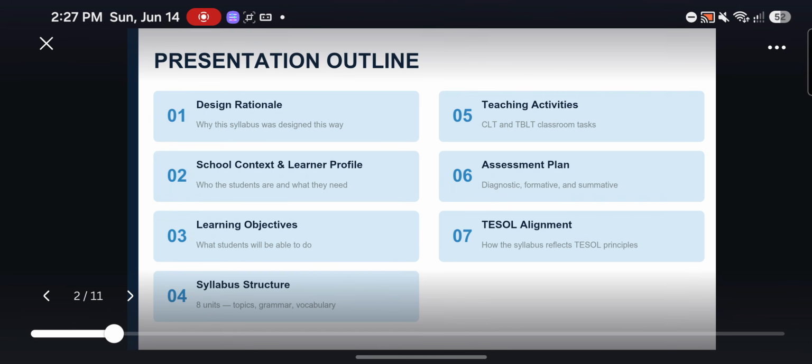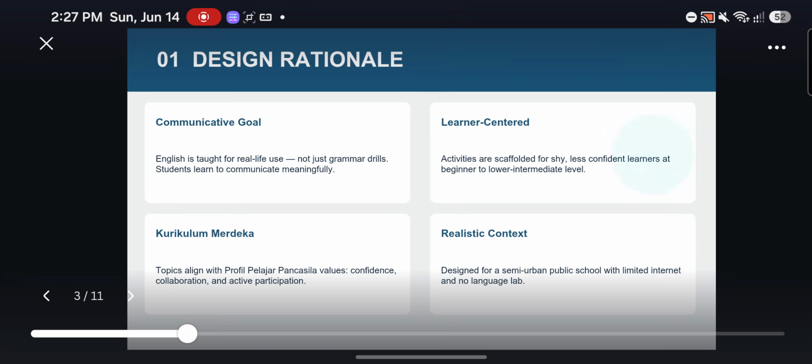Then I will talk about school context and learner profile. After that I will present the learning objectives, followed by the syllabus structure, which consists of 8 units. Then I will explain the teaching and learning activities, the assessment plan, and finally how this syllabus is aligned with TESOL principles. Let's start with the first point, design rationale.